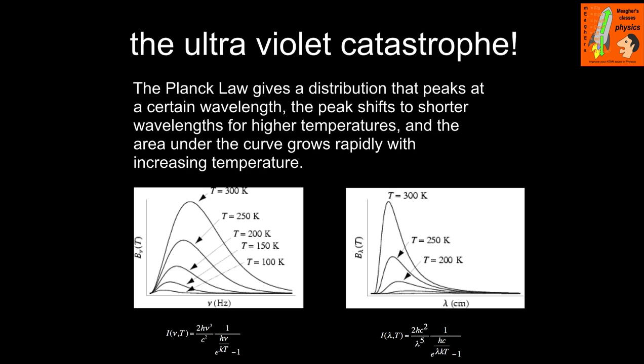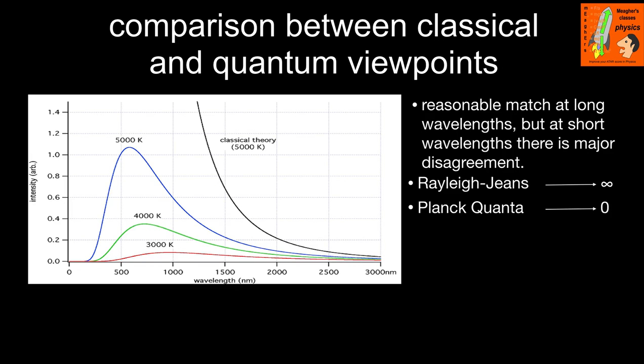So the upshot of all of this is, let's compare the classical to the quantum viewpoint. The classical theory had that graph that went up to infinity at the shorter wavelengths. The classical one was pretty reasonable at long wavelengths, but at short wavelengths there's a huge disagreement. The Rayleigh-Jeans classical model said that as the wavelength decreases, the intensity increases to infinity. But the Planck quantum theory had that at very short wavelengths, the intensity actually dropped to zero, and that's what we observed.